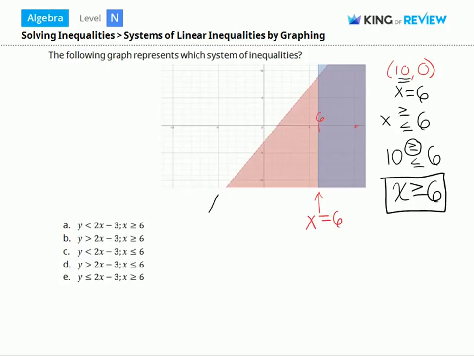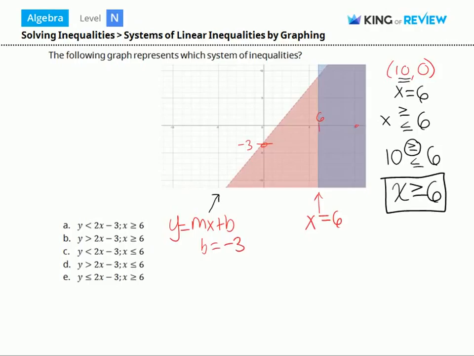Now let's look at this line here. We know that it's a dotted line, so that means our inequality signs will either be greater than or less than. We also see here that it crosses over the y-axis at -3. So we can write the equation of this line in the slope-intercept form, which is y equals mx plus b. And we already determined our y-intercept, which is -3 right here.